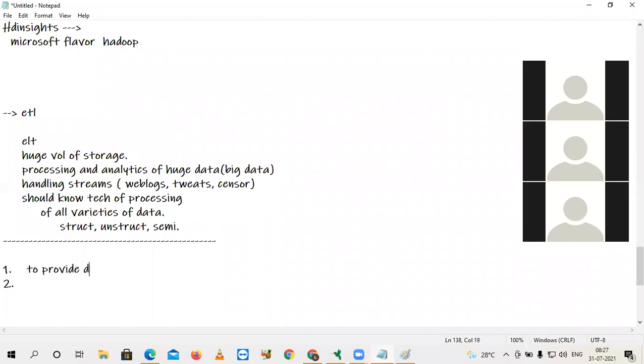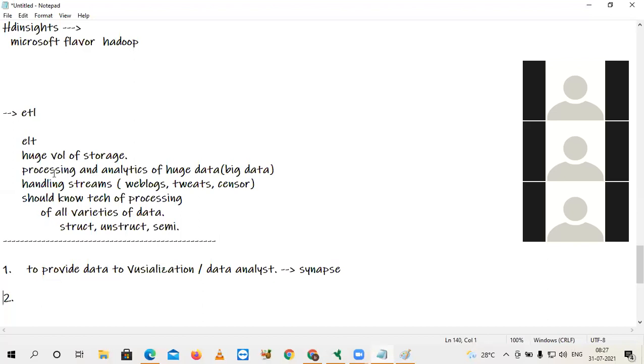To provide data to BI, that means visualization thing. Yeah. Visualization or data analyst. Okay. If it is the task, load into Synapse.